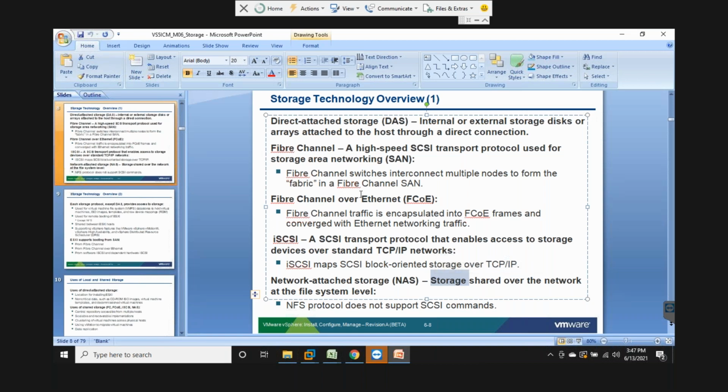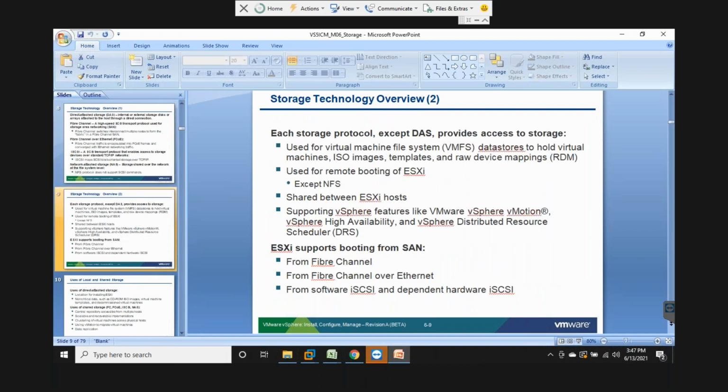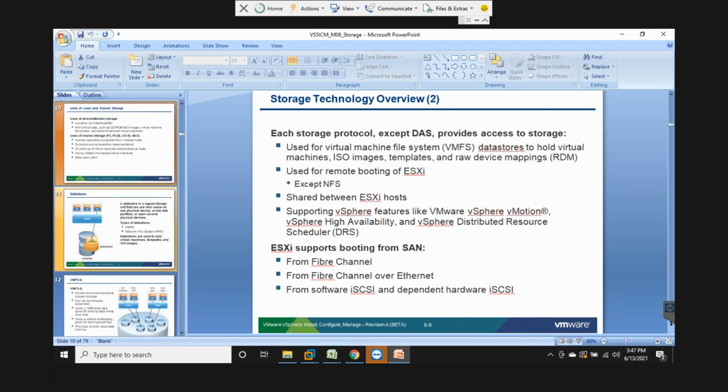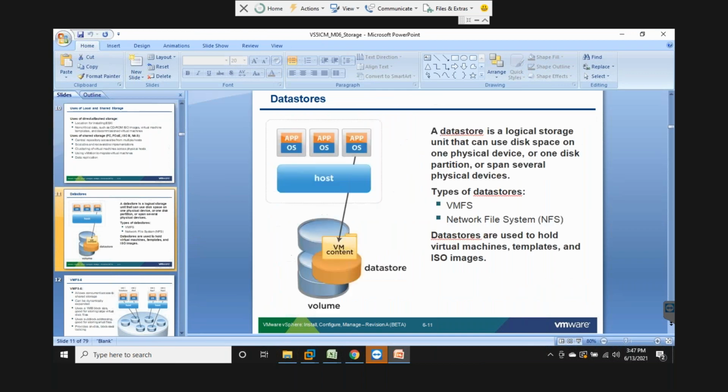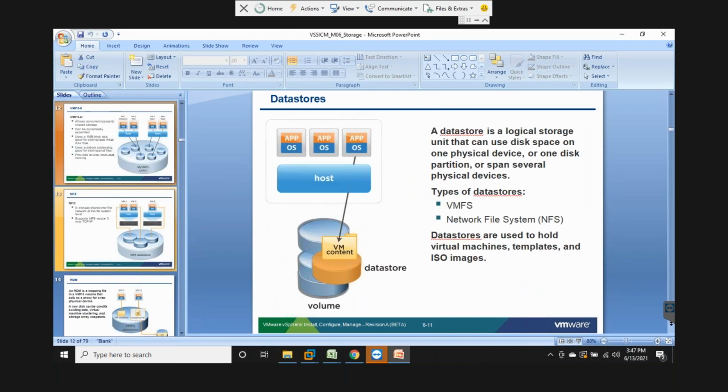I understand just discussing these 4 or 5 types will not clarify everything, but I will try to explain in detail one by one in coming slides. Okay, let me first go to DAS.